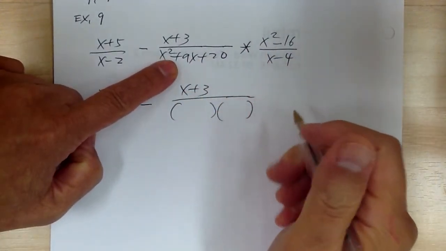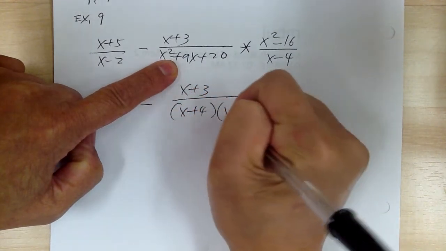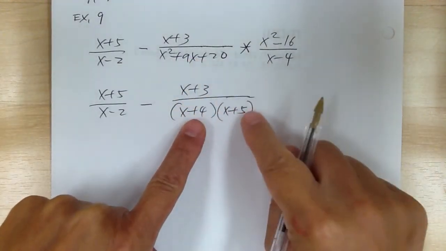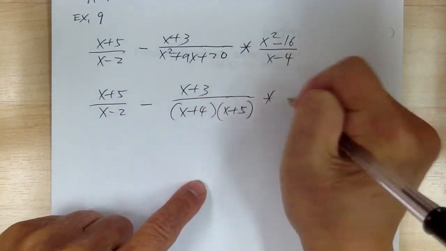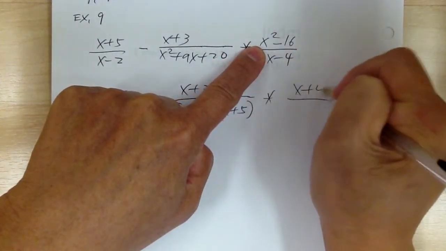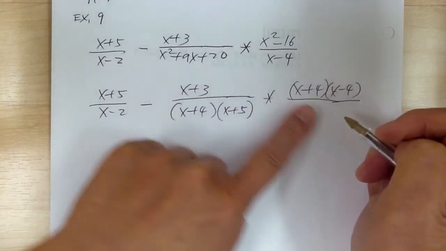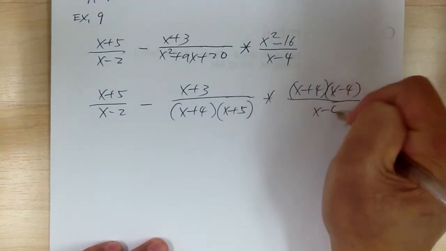So go to the side, do your master product. So it'd be x plus 4, x plus 5. And you can check, right? You add to get 9, multiply to get 20, right? Over here, you're going to get x plus 4, x minus 4, right? That's your difference of squares, conjugate, x minus 4.